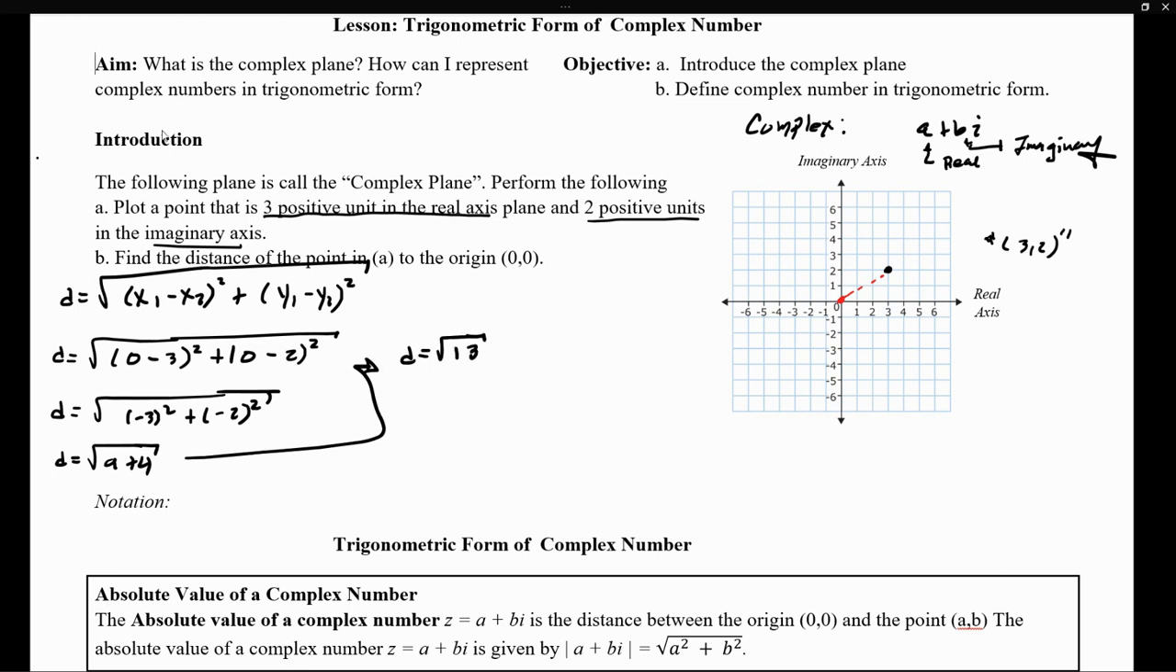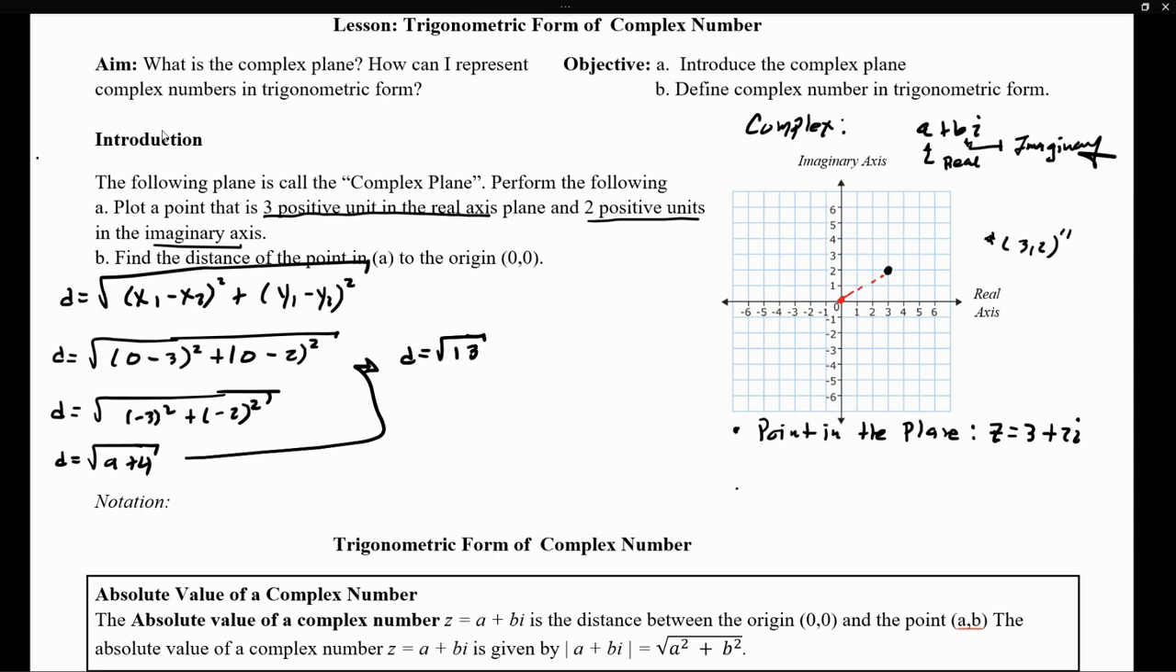So how can we tie all this together? Well, this point can be seen as the representation of a complex number. Because notice this point right here, the point in our plane, it's the representation of the complex number z. It's a complex number that is 3 units positive and 2 units positive. So notice that this point can also be seen as the representation of this complex number.